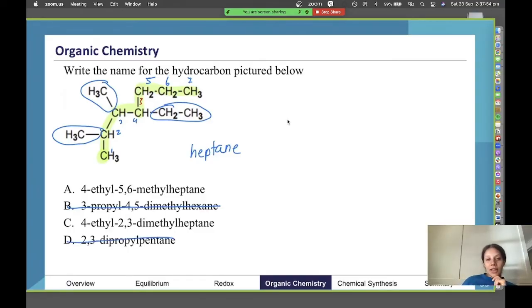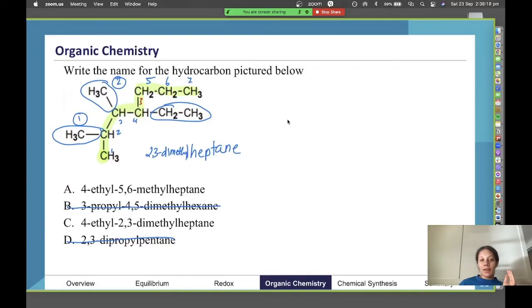Now we want to just think about naming our branches. So we have on 2, we have a methyl group because it's just 1 carbon. And then on 3, we also have a methyl group because that's 2 carbons. So then we can say we have 2,3-dimethyl. So important to put the di to indicate that we have 2 of the methyl branches.